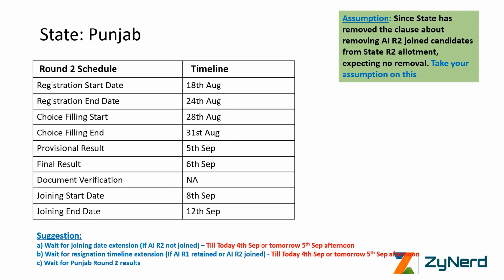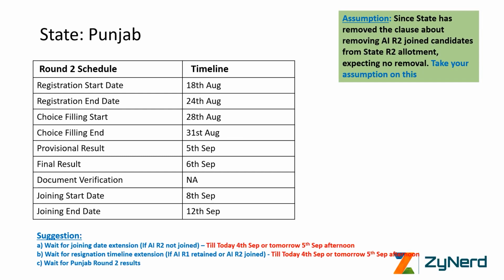Punjab, we are looking at a timeline of 5th September today for the provisional results, and the final results on 6th September. So once again, exactly like the other states, wait for the joining date extension. If you are an All India round 2 seat holder, allotted a seat and yet to join, wait for a joining extension notification today evening or by tomorrow afternoon maximum.